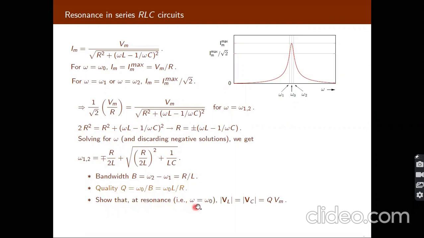Next is at resonance, omega is equal to omega naught. VL equals VC equals Q times Vm. So omega L equals 1 by omega C. That means this is the impedance, and this is also impedance. If you multiply with the current, these two are going to be equal. Now that is going to be represented with quality factor into input voltage. Okay, so this is about series resonance. Also you can write omega naught is equal to square root of omega 1 into omega 2.